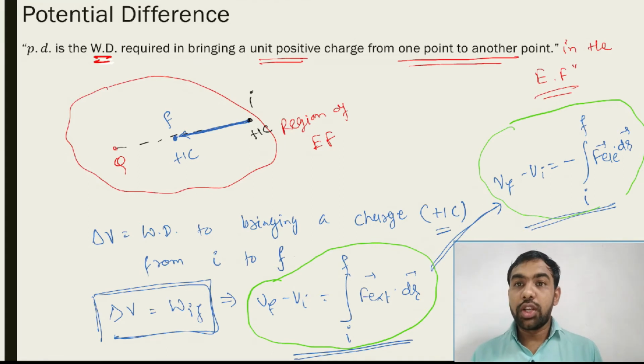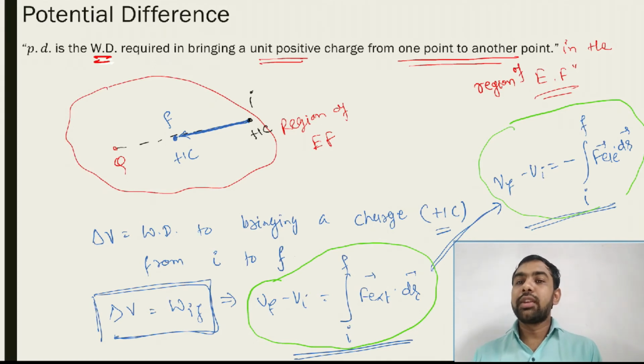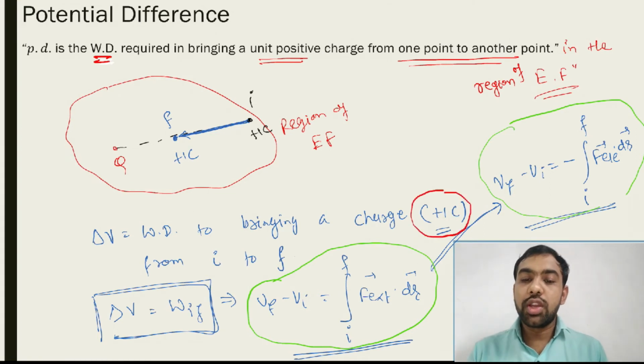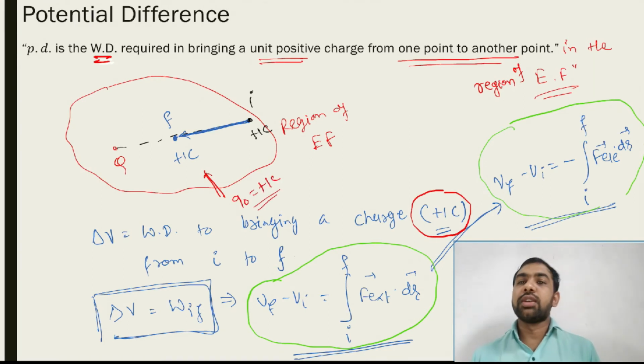Potential difference is the work done in bringing a charge in the region of electric field from one point to another point. That's called a potential difference. Exactly the same, only this charge is fixed. Which one? Plus 1 coulomb. So here this test charge, consider Q naught is equal to plus 1 coulomb, a unit positive charge. Okay, note it.